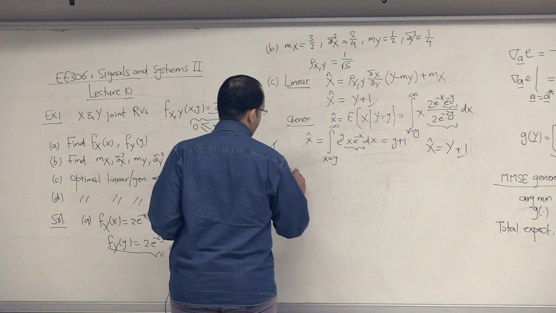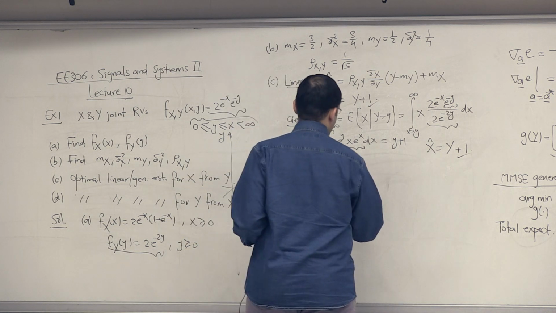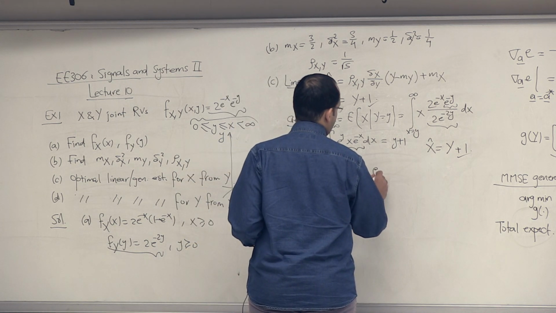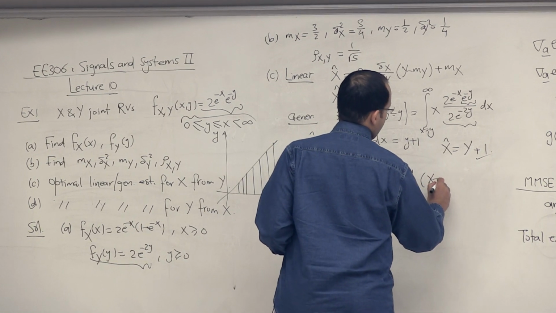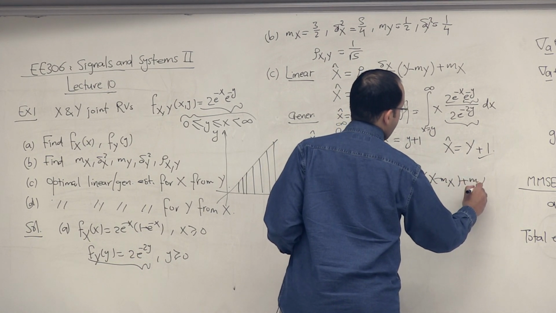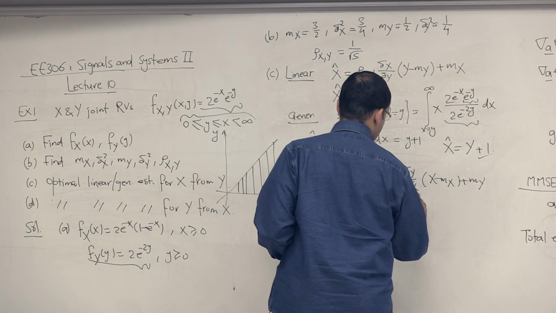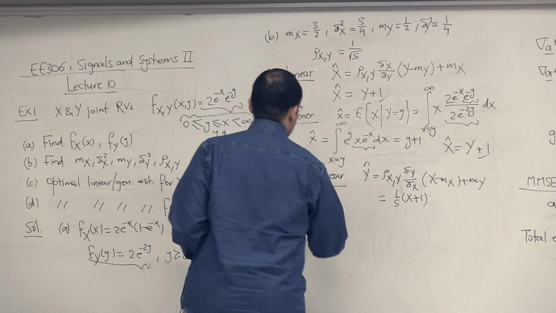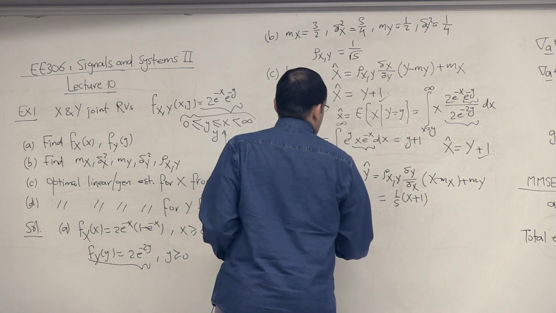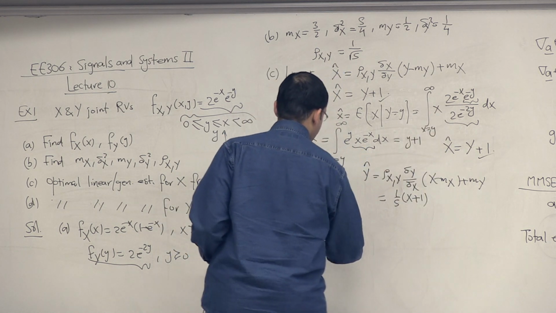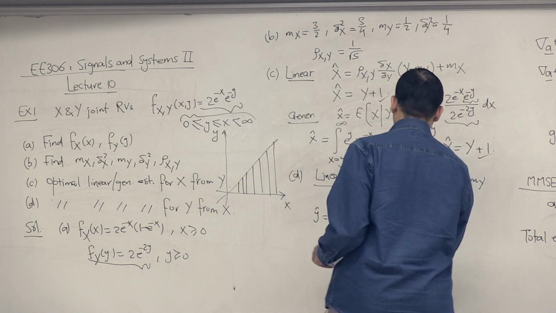Let's do it the other way around. Linear. And let's try to do this in a faster way. Y hat is rho xy sigma y over sigma x, x minus mx plus my. It will end up being 1/5 x plus 1. And then the other one, y hat is integral. We can do it immediately, y. And this time we want f.